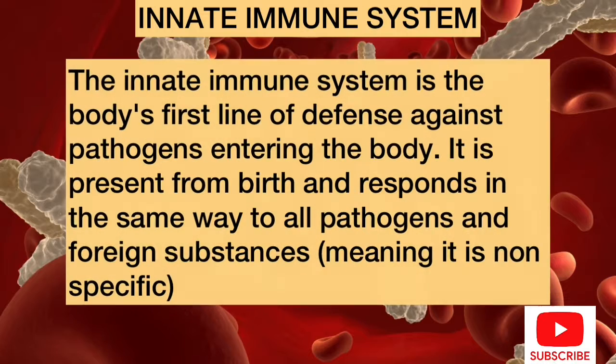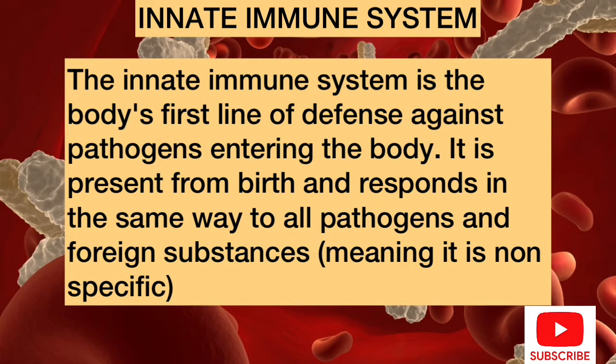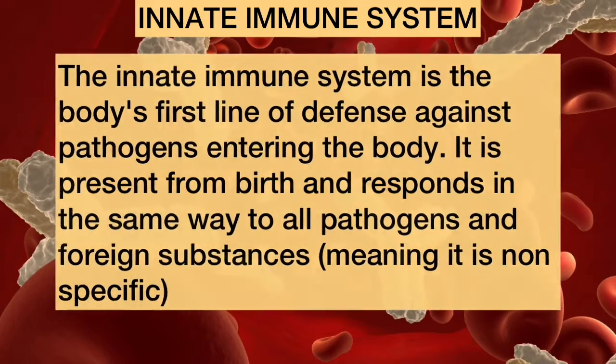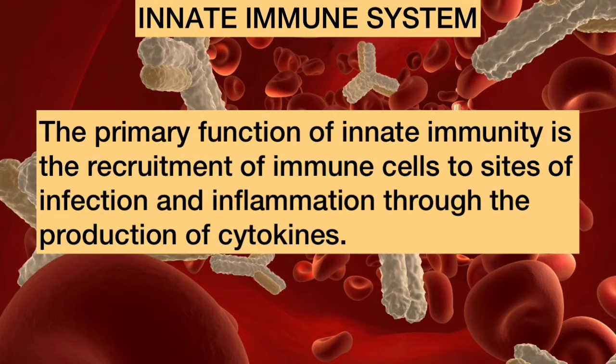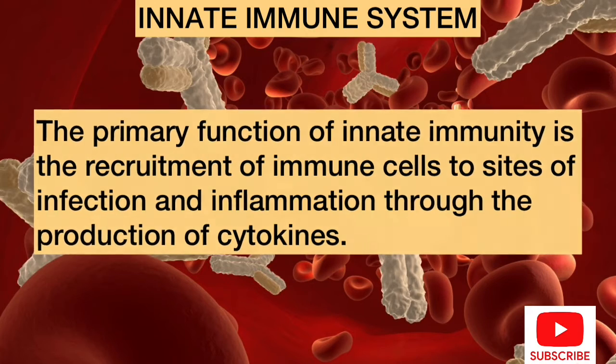The innate immune system is the body's first line of defense against pathogens entering the body. It is present from birth and responds in the same way to all pathogens and foreign substances. That is, it is a non-specific type of immune response. The primary function of innate immunity is the recruitment of immune cells to sites of infection and inflammation through the production of cytokines.